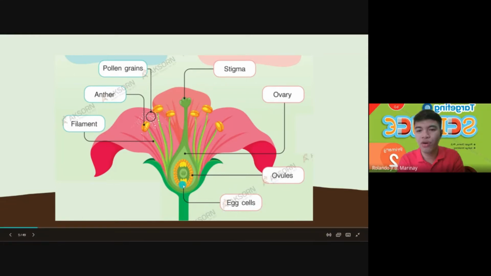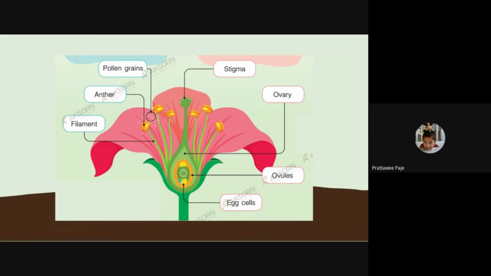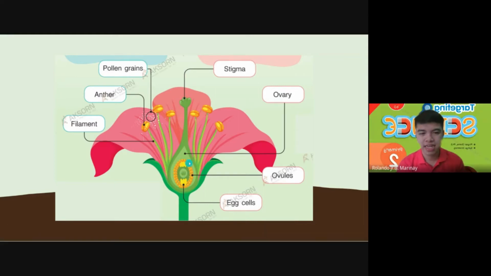Egg cells. In this flower, the egg cells are the yellow one, the yellow in the middle. Those are the egg cells. As we can see, the ovary, ovules, and egg cells can be seen in one part, and on top of it, there is a stigma. Maybe it's still hard to remember now, but we can still encounter these terms later. So those are the parts of the flower.